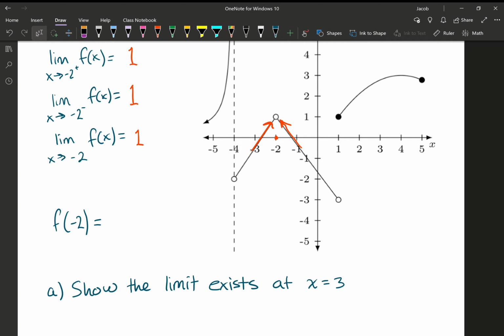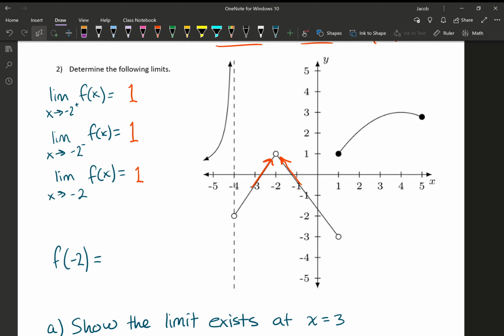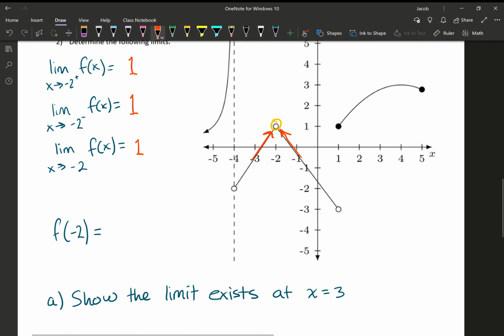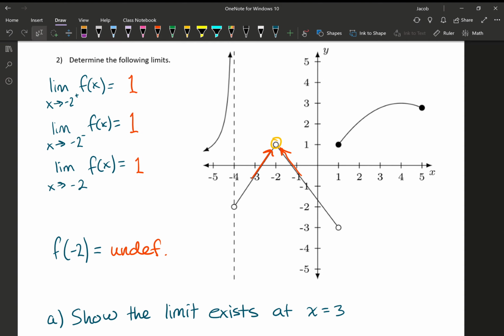For f of negative 2, what is the y value? So what's happening when x is negative 2, what's the y value associated with that? Well, we see an open circle, so we're not forgetting what we learned about piecewise functions and just domain and range in general. This is undefined because there's no y value associated with x equals negative 2.